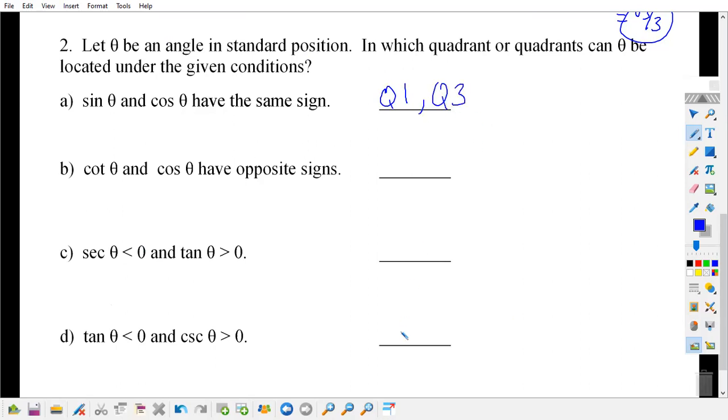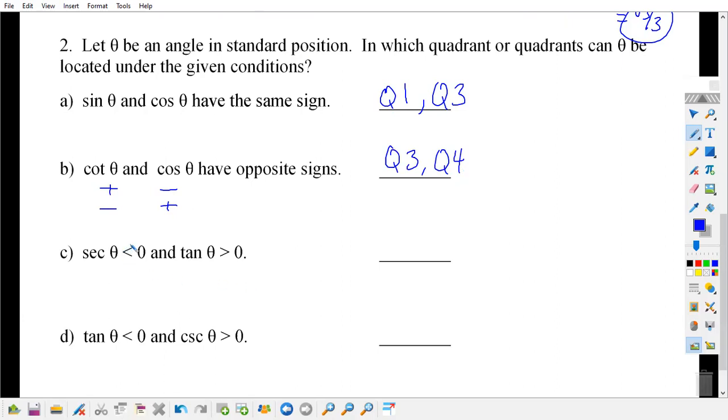Okay, next one. I want cotangent and cosine to have opposite signs. Meaning I want one to be positive, one to be negative, or the other be negative and the other be positive. And what quadrants does this happen in? Quadrant 3 and quadrant 4. That's because in quadrant 3, cotangent is positive, and in quadrant 4, cosine is positive, which means they have to obviously be opposites.